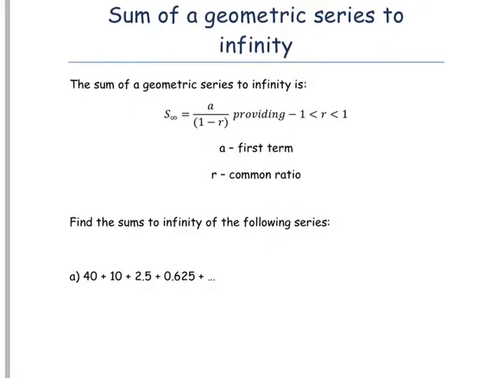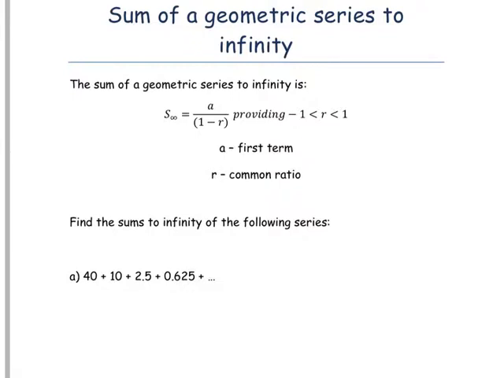There is one condition on the value of r. It must be between minus 1 and 1 to be finding the sum of a geometric series up to infinity. So we're asked to find the sums to infinity of the following series. We're asked to do it for 40, 10, 2.5 and 0.625.